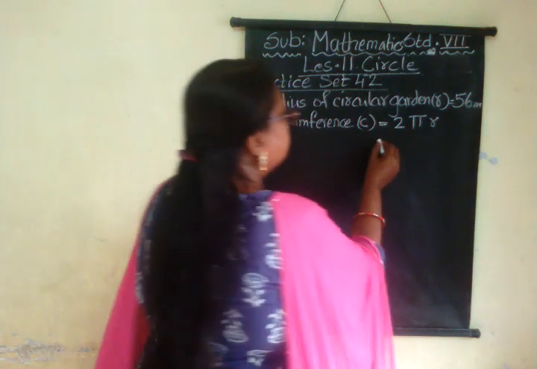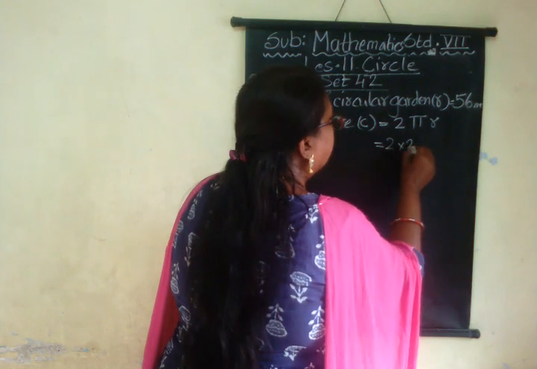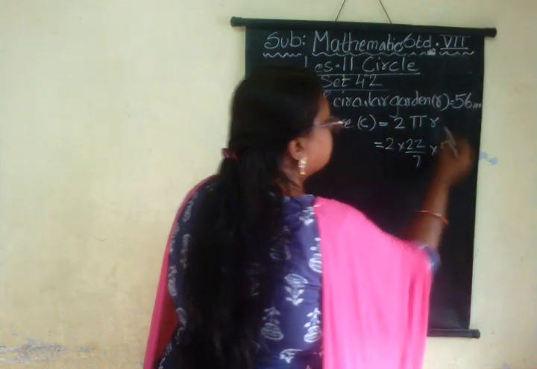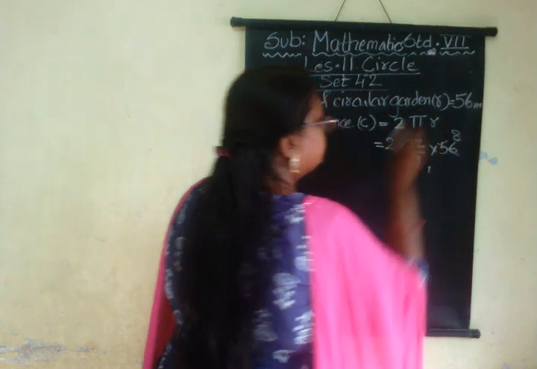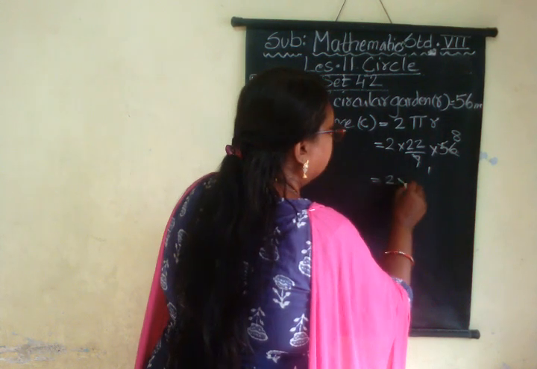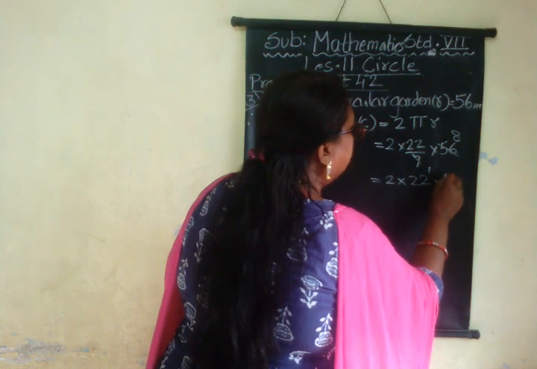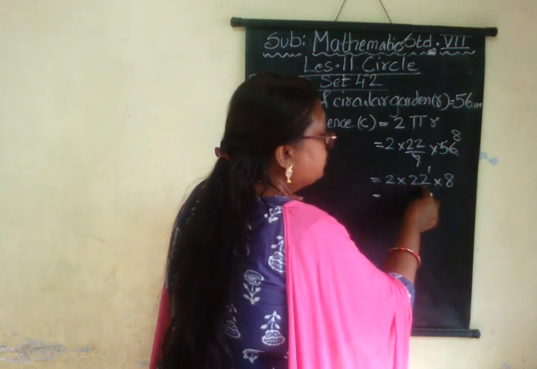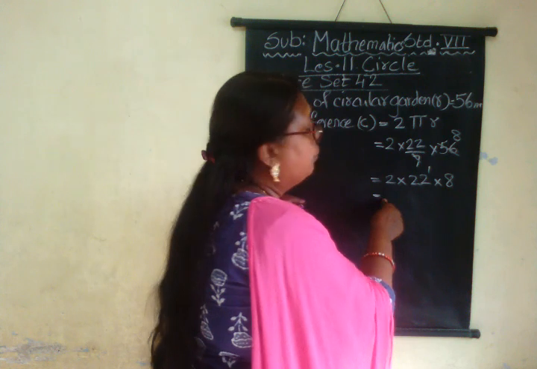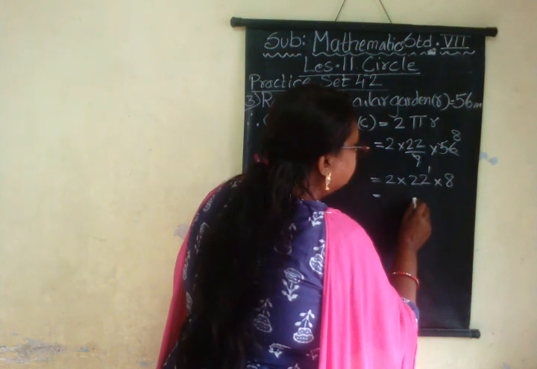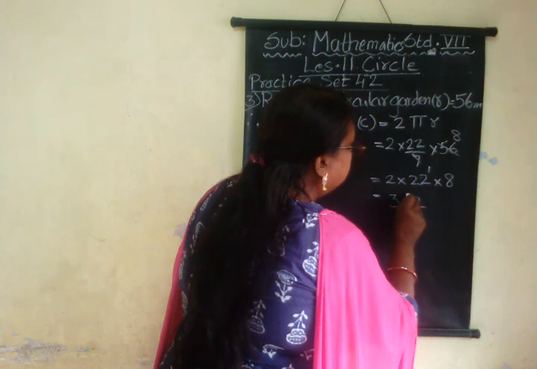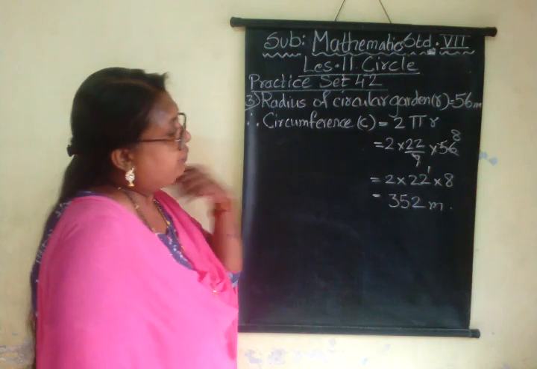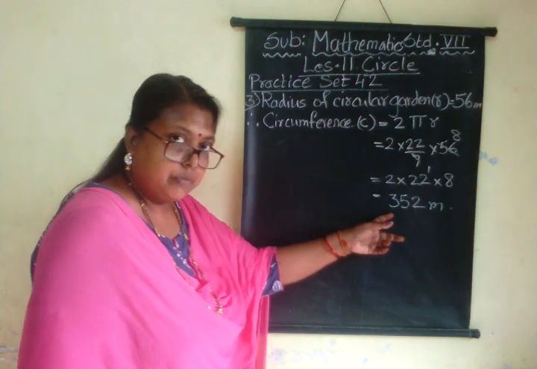Okay. So which equals 2 multiplied by 22 upon 7 multiplied by r is 56. Now 7 ones are 7, 7 8s are 56. So your calculation is now 2 into 22 into 8. This will be how much? This becomes 44. 22 into 2 is 44 and 44 into 8, 8 4s are 32, so 352 meters. Is it right, children? 352 meter is the circumference of the circular garden.